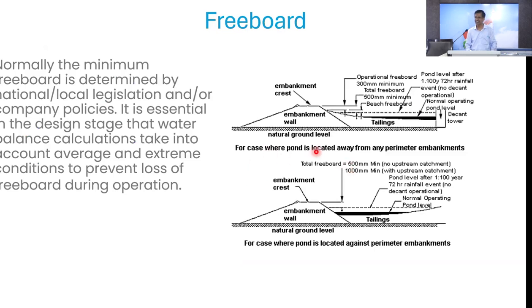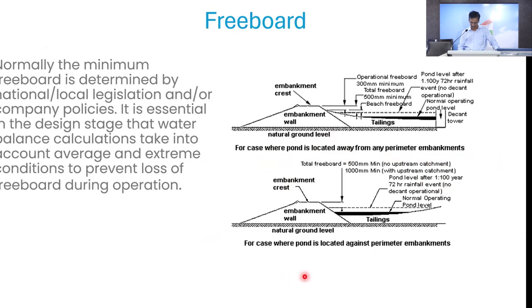Okay. This is another aspect: in the rainy season we are in apprehension that it may overtop. So for this apprehension we need to follow a guideline. If you see here, there are two types of guidelines. This pond is located away from any perimeter embankment. This is a standalone single pond, because there is no nearby pond.